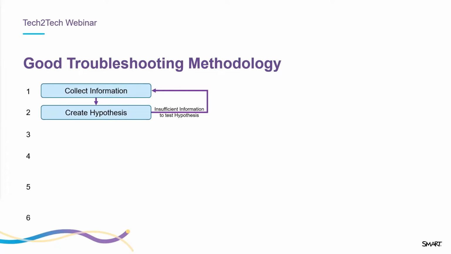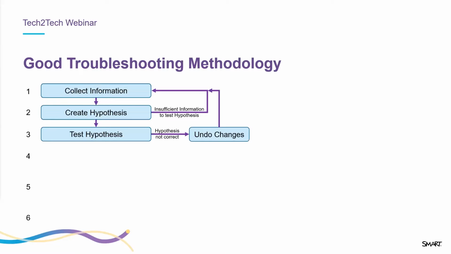But if you do have enough information, then you test that hypothesis. Here's what I think it might be. Let's put that to the test now that I've got all the information I need. Did it work? If the hypothesis proves to be incorrect, that is, what you thought may have been a contributing factor turned out not to be, it's best to undo any changes that you've made.